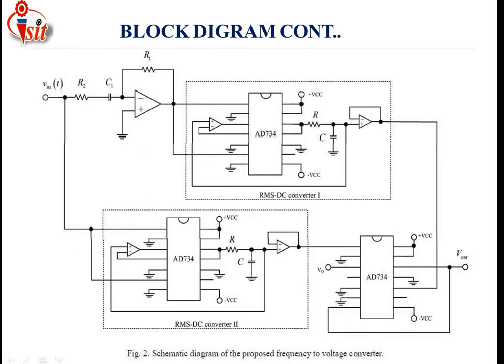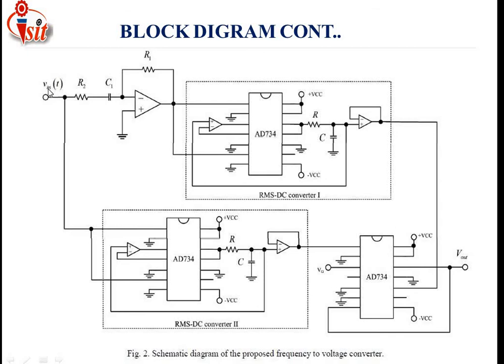Block diagram continuation. This is a schematic diagram of the proposed frequency to voltage converter. This block diagram is used for the frequency to voltage conversion. RMS DC converter 2 and RMS DC converter 1 are used, and they are connected to an op amp used as a differentiator. Just see here, one capacitor is connected in series with the feedback resistor R1. This structure is called an op amp differentiator. Whatever output is generated by the differentiator is given to the RMS DC converter.